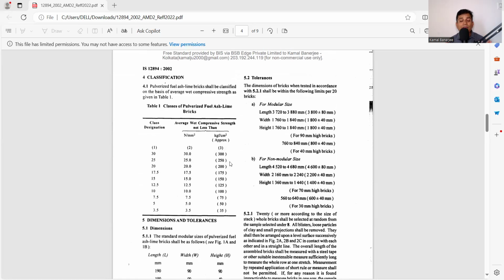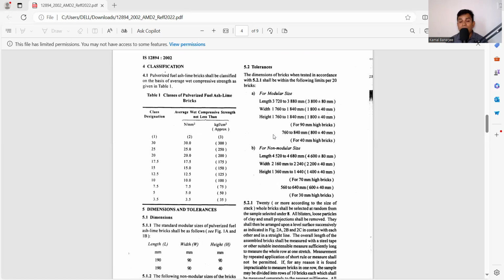Now, we are producing the bricks as per the standard size. Now we need to check whether the bricks have the nominal size or not. That is, what about the tolerance, that we need to check. So clause 5.2 is classifying the tolerance of the bricks. The dimension of bricks when tested in accordance with 5.2.1 shall be within the following limits for 20 bricks. So whenever we are checking the dimension tolerance, the minimum number of bricks is 20. If the sample is less than 20, it will not be accepted. So the minimum is 20.